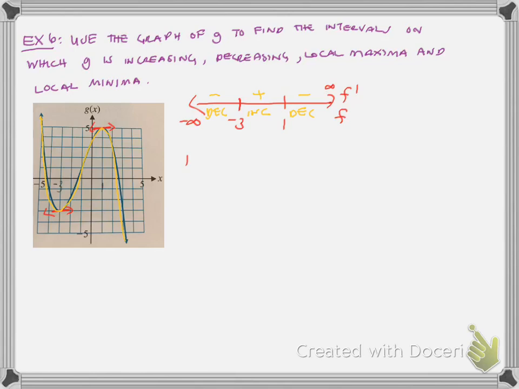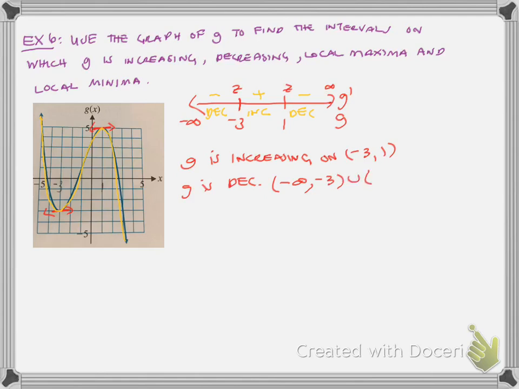So the answer to the question would be, and I'm sorry, this is g. Went into automatic mode, so this is g prime and g. So g is increasing on (-3, 1), and these represent zeros. g is decreasing, I'm going to use DEC for abbreviation, on (-infinity, -3) union (1, 3). Okay, 1 to 3, what am I doing? 1 to infinity, it doesn't just stop at 3.